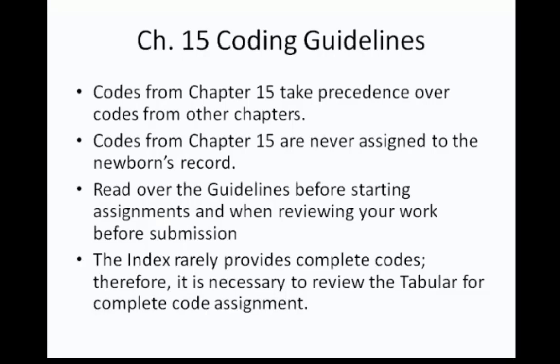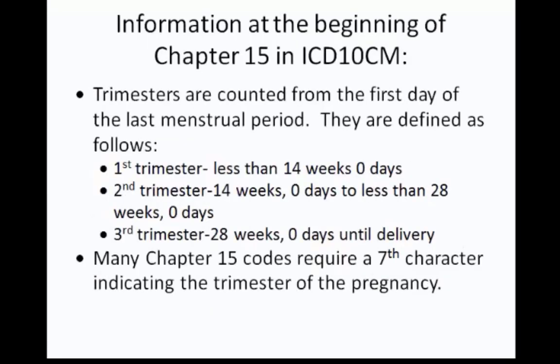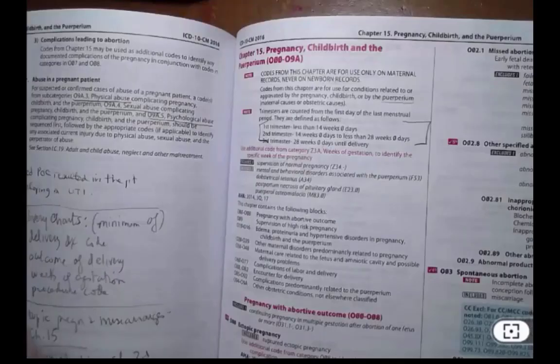I recommend you always read over your guidelines before you start assignments, but especially with OB. Always go to the index to find those final character codes so that you can be sure you're getting enough characters in the code, not just what's given to you in the index. If you have trouble remembering the trimesters, they are located at the very beginning of the chapter in the code book, and often the codes requiring a seventh character indicate the trimester. They can mean other things as well, but very often you will have to assign a seventh character to indicate the trimester. So let's look at what I'm telling you in the beginning of the chapter.